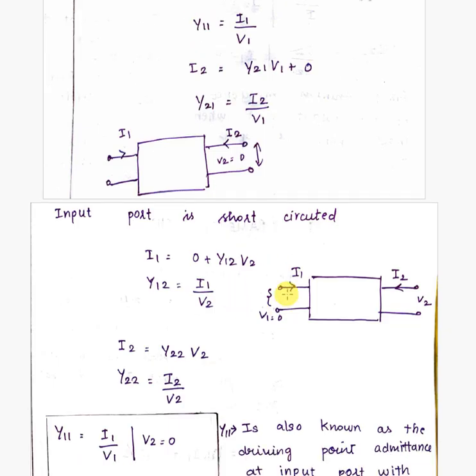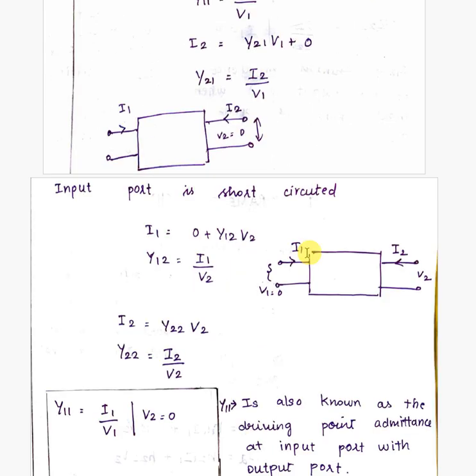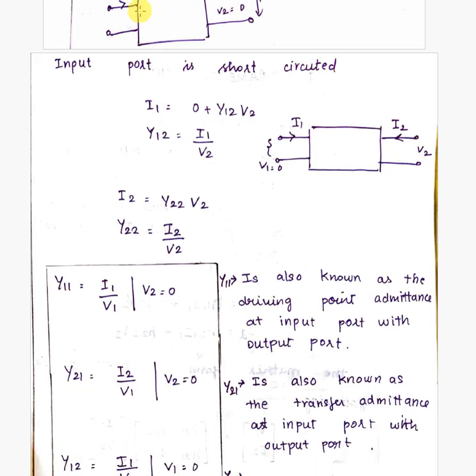And then in the second case we are going to short circuit the input port. The input port short circuited means V1 value will be 0. Now this condition will be substituted in the two equations. V1 value will be substituted as 0, so the equation will be I1 equal to 0 plus Y12 V2. So Y12 equal to I1 by V2. And then in the second equation, if we substitute, I2 equal to Y22 into V2, so the admittance value will be I2 by V2.